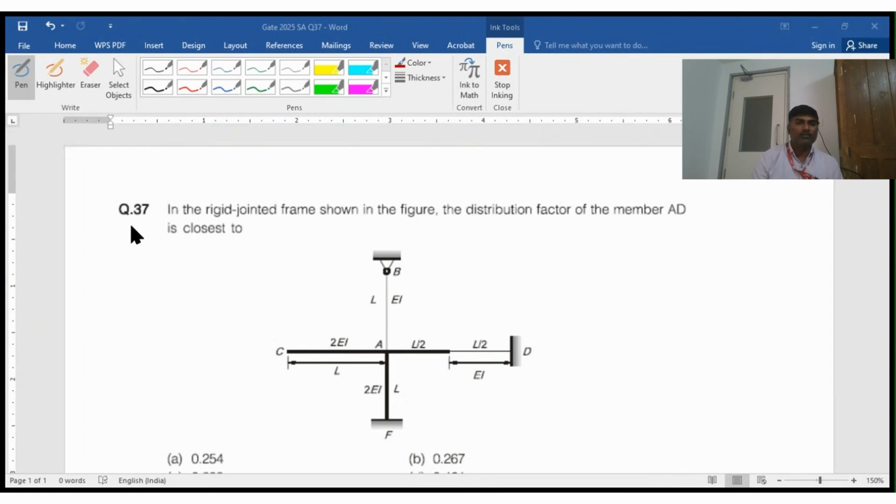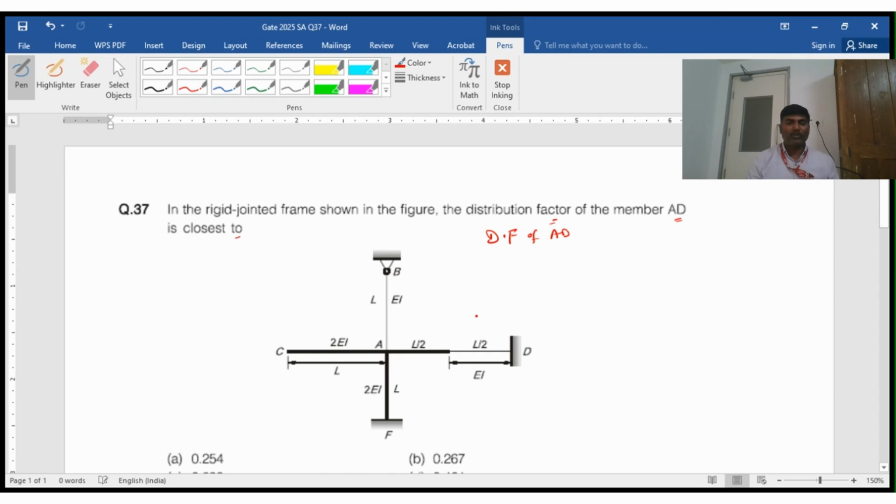GATE 2025 model question, which is question number 37 from the subject structural analysis. Let us see the question. In the rigid jointed frame shown in the figure, the distribution factor of the member AD is closest to. Okay, so which means you need to find the distribution factor of member AD.